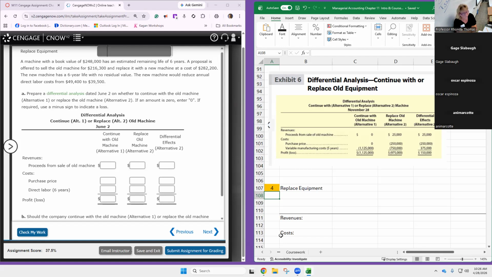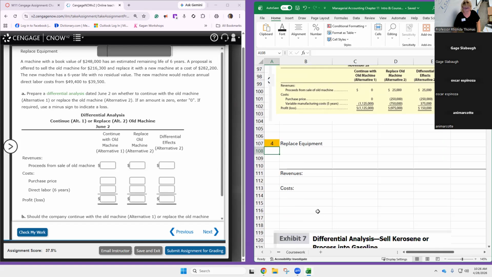The new machine would reduce annual direct labor costs. So this new machine is going to take the place of some direct labor hours, and it's going from 49,400 to 39,500. Okay, so let's go ahead and put this information in. So I'm going to put proceeds from sale of old machine.